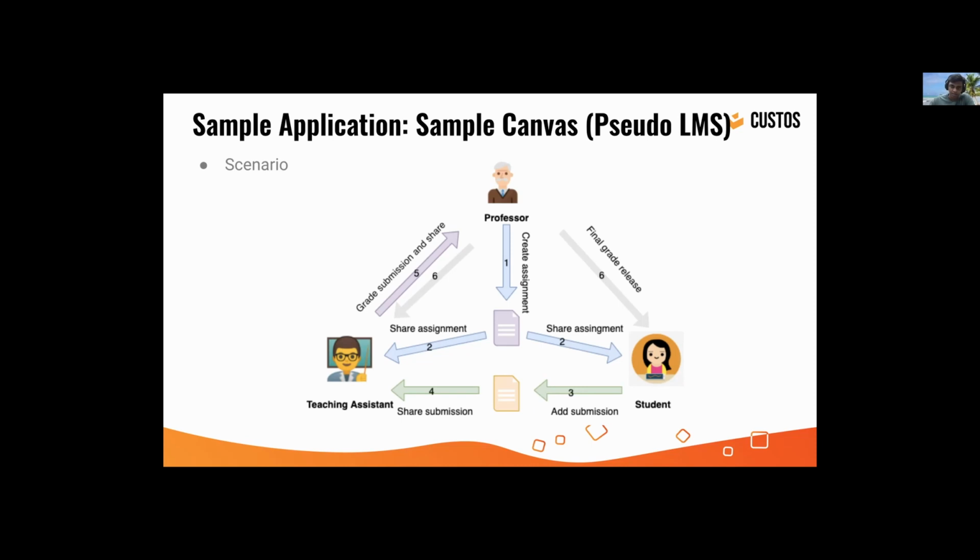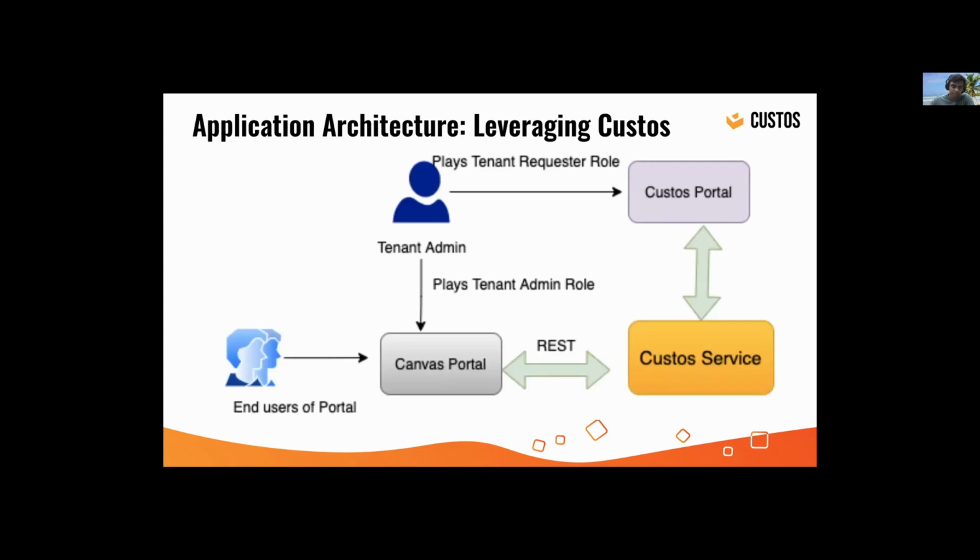Okay. So in order to get some understanding about how we deploy and how these sample canvases interact with the Custos services, we can go through this picture. As you can see, the end users of this canvas portal are connecting only to the canvas portal, and the canvas portal is communicating with Custos services through REST endpoints.